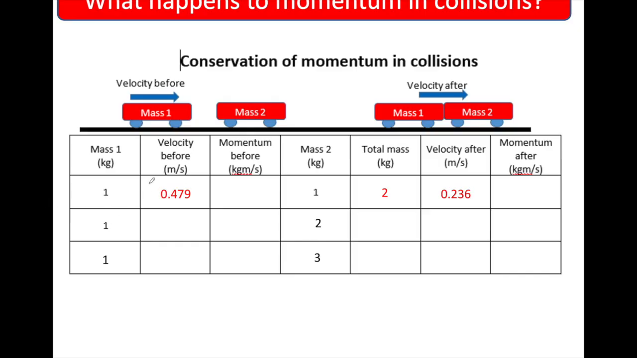So the velocity before was 0.479, and then afterwards we had double the mass stuck together, 2 kilograms, and you can see the velocity has roughly halved. So let's look at calculating the momentum. The momentum before is just mass times velocity, so that's 1 times 0.479, which is 0.479. The momentum afterwards will be the total mass of both of them, which is 2, times their new speed, 0.236.